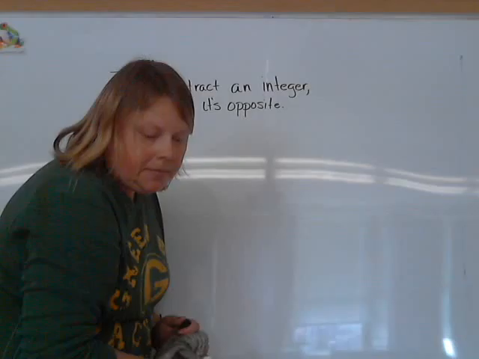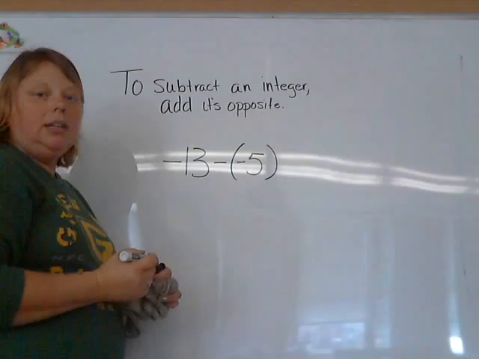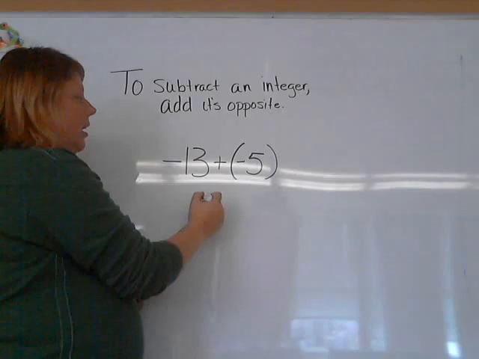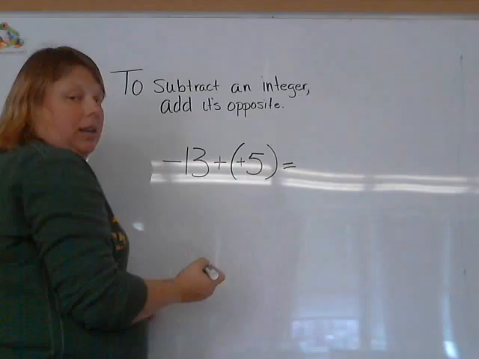Here's one more, negative 13 minus a negative 5. Now the only number that you change the sign of is the last number. You leave the first number as it is. So this is going to stay a negative 13. We change this to add, we change this one to positive. I owe $13 to somebody, but I pay them $5, so I still owe them money. I still owe them $8, negative 8.